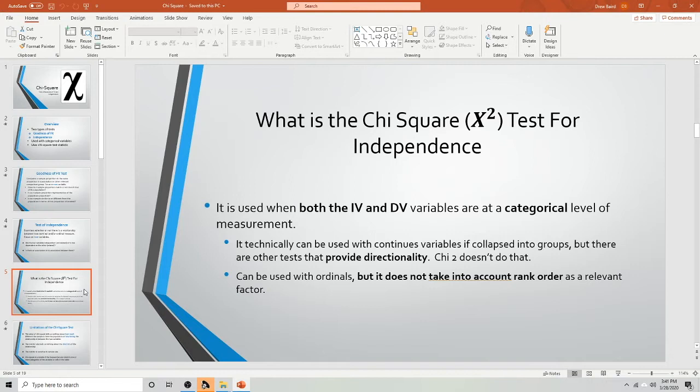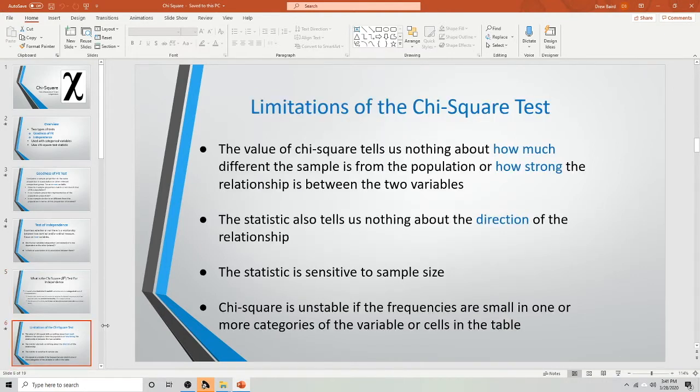The other big limitation is you can do a test of independence with ordinal variables, but it doesn't really take advantage of the fact that they are ordinals. The chi-square test doesn't take into account that these are ranked. And so it just looks at how many people fall into the various categories and tries to show if there is a relationship between the two categorical variables. So yeah, that's another limitation as well.